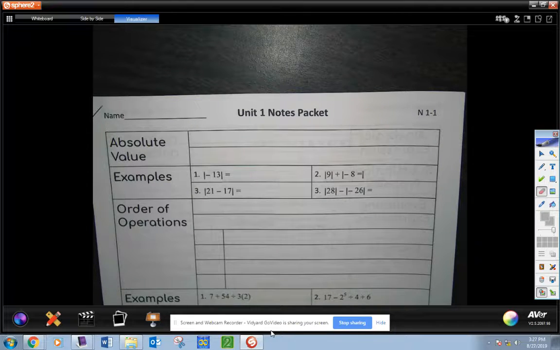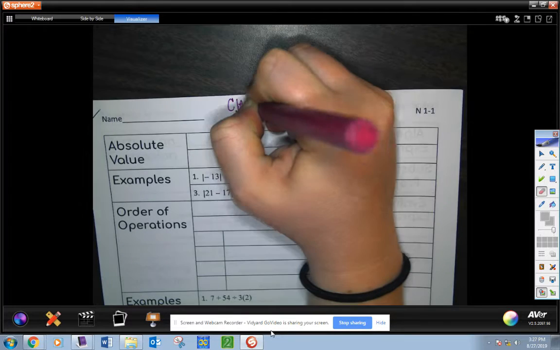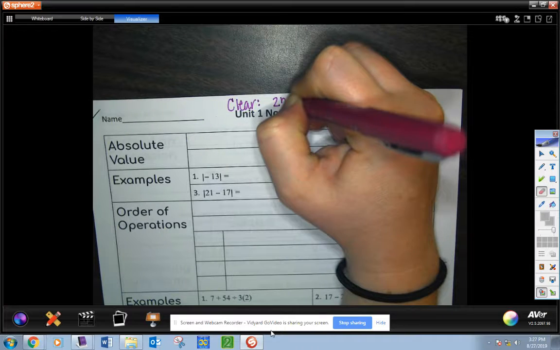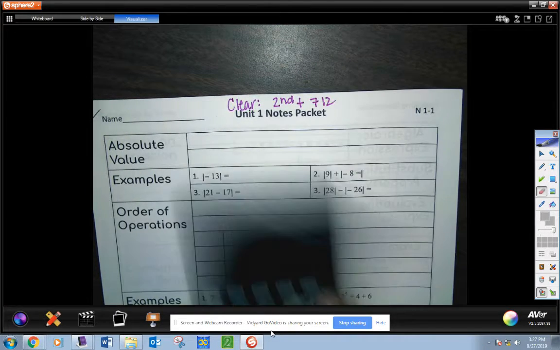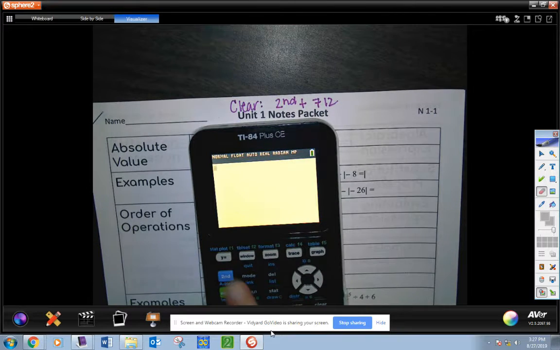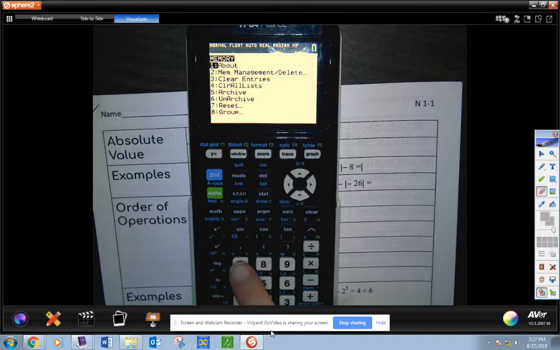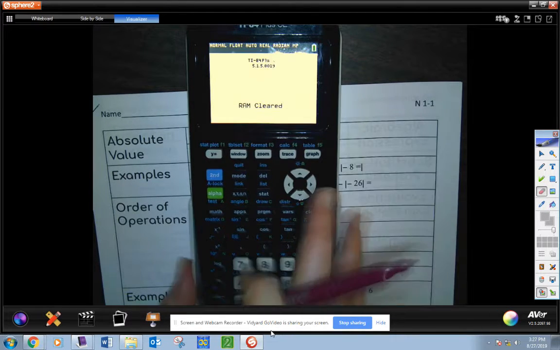The first thing I showed them, and I made them add it to the top of their packet, was how to clear their calculator. To clear your calculator, you just press these buttons exactly: second, plus, 712. I'm going to press second plus, and then 712, and it's going to pop up and say RAM cleared.